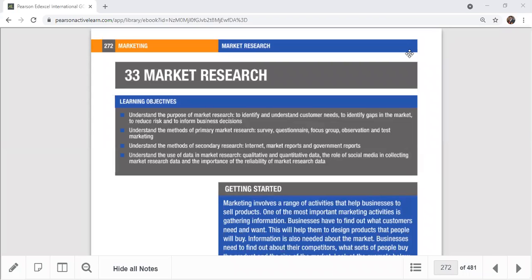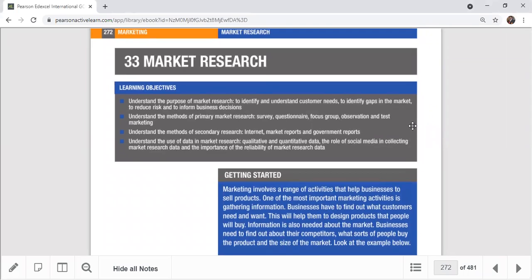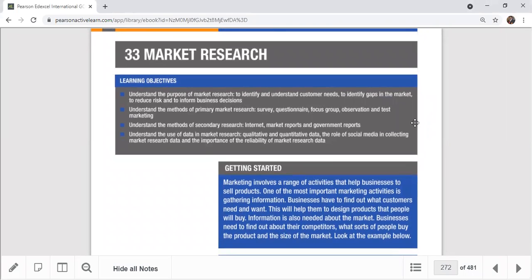Hi everyone. Market research is the most important topic in marketing management. Chapter 33 is market research. Market research is a wonderful, most important session in business, even for IGCSE and AS level, you can find this information. So what is research?